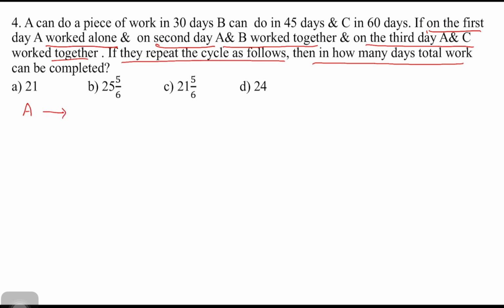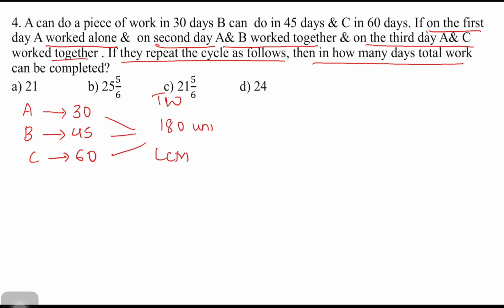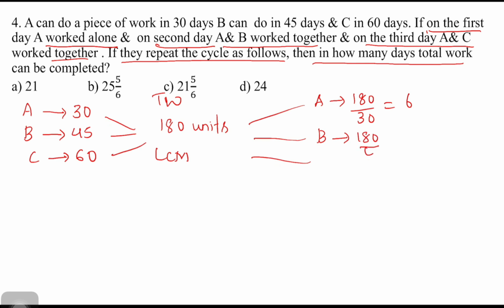efficiency. A completes in 30 days, B in 45 days and C in 60 days. So the total work is how much? LCM of all these three. So it is 180. So total work is 180 units. So efficiency of A is 180 by 30, which is equal to 6 units per day. Then B's efficiency 180 by 45, which is equal to 4 units per day, and C's efficiency is 180 by 60, which is equal to 3 units per day.